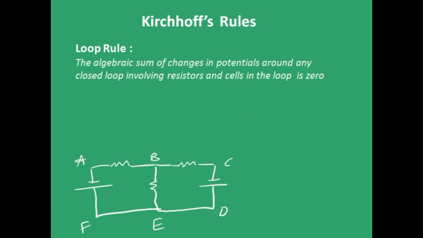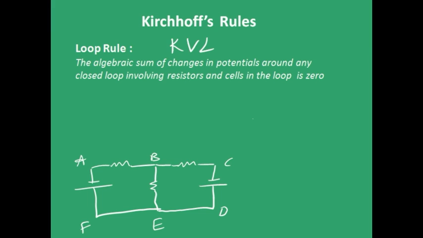The second law is Kirchhoff's voltage law, normally written as KVL. It just says that the algebraic sum, or the net sum, of potential drops around any closed loop involving any circuit elements will be zero. That sum will be zero. Take this example. This is the circuit you have.